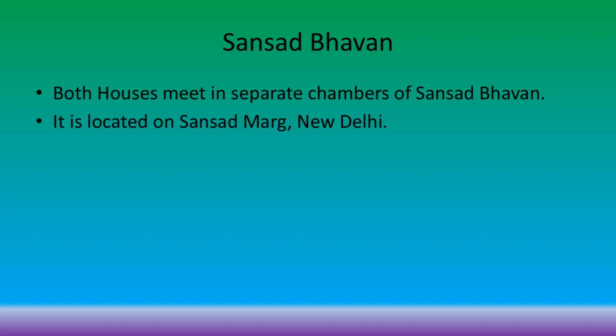Sansad Bhavan. The two houses of the Indian Parliament meet in separate chambers of Sansad Bhavan. Sansad Bhavan is located on Sansad Marg, also known as the Parliament Street in New Delhi. It serves as the central place for parliamentary proceedings.